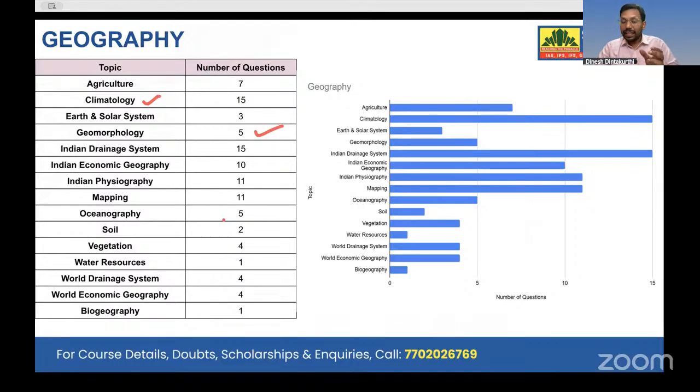Climatology will be less compared to geomorphology, but the weightage is 15 marks, like 3 times, 300% of the weightage when compared to geomorphology. But you have to allocate your time as per the previous year questions.